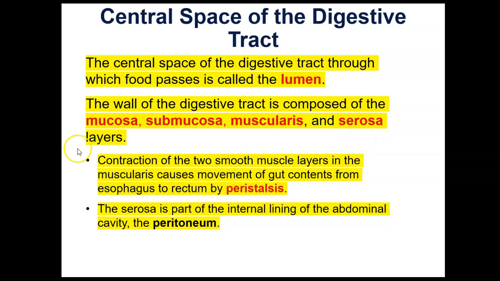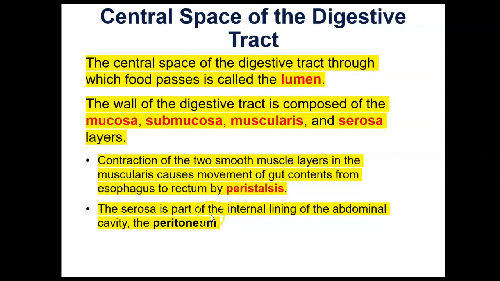Peristalsis is the wave-like contractions of two smooth muscle layers in the layer of the GI tract wall called the muscularis, and it causes the movement of the gut contents, which is going to be the bolus, or after it gets into the stomach, we now call it chyme, and then it's just called feces when it gets into the colon. So from the esophagus to the rectum, these movements are called peristalsis.